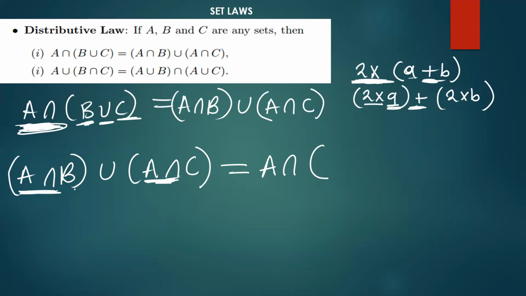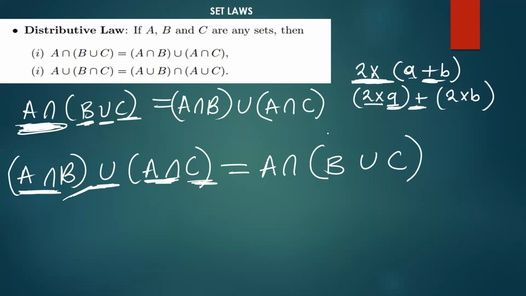In the first set of brackets, I remained with B. So I'll write my B there. Then in between, I remained with the union symbol. And then in the other set of brackets, C remained there. So I'm going to write my C there. So that is how simple it is to use the distributive law.